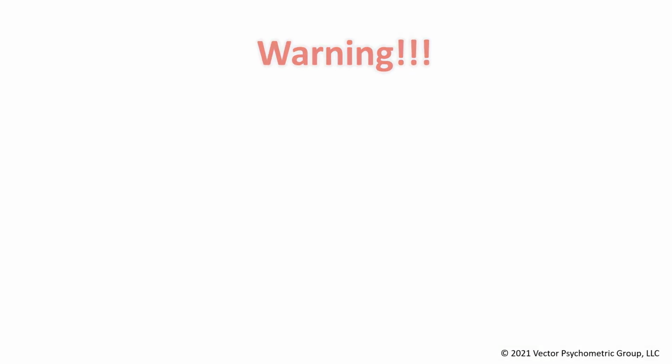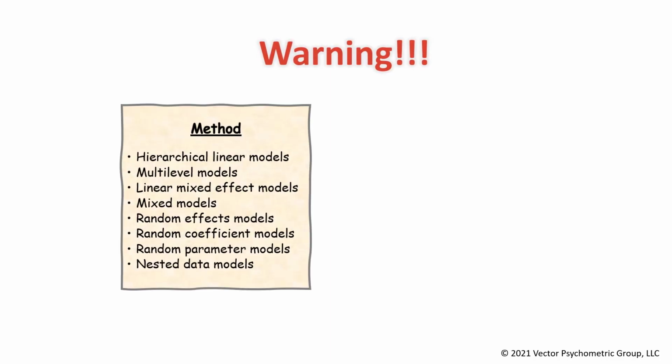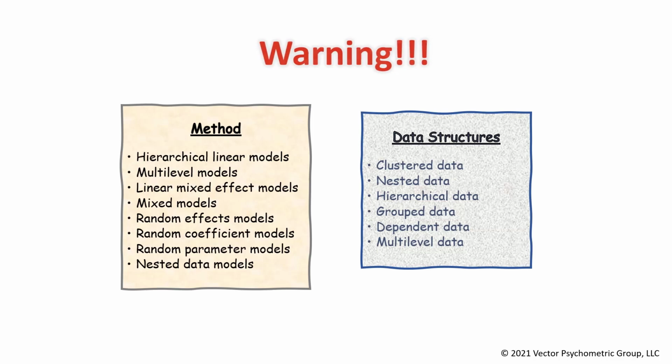One of the potential downsides of the widespread nature of nested designs is terminology. Often across or even within fields, hierarchical linear models may be called by different names including multi-level models, linear mixed effects models, random effects models, random coefficient models, random parameter models, and nested data models. Likewise, the nested data structures may be called clustered data, hierarchical data, group data, dependent data, or multi-level data. Be aware these are all the same thing. I'm highlighting this because nomenclature is often a big point of confusion, so again, be aware of this when you're embarking on your HLM journey.